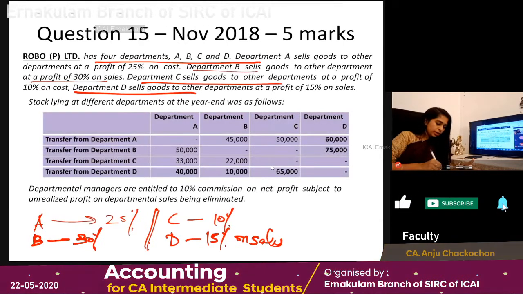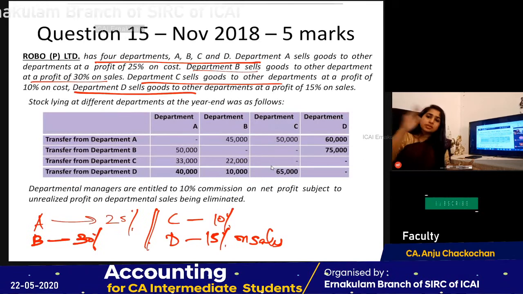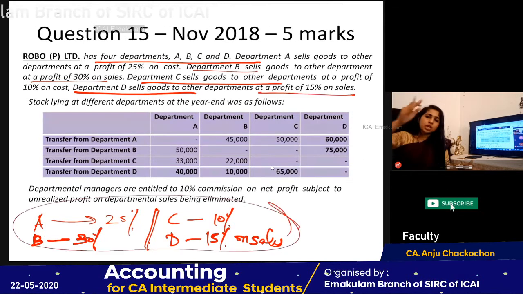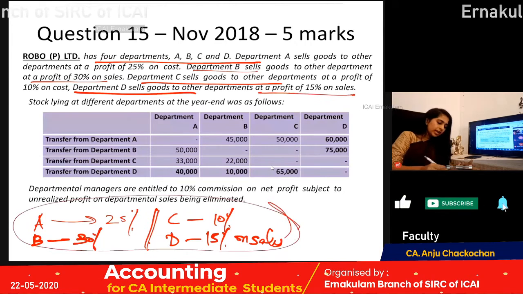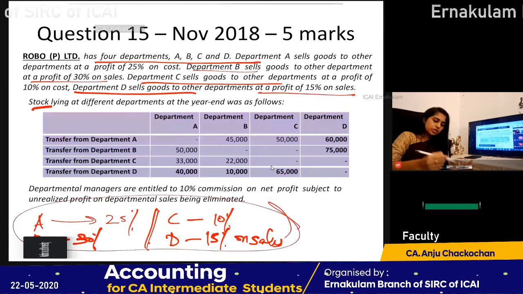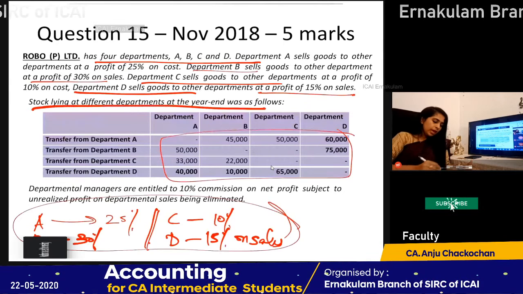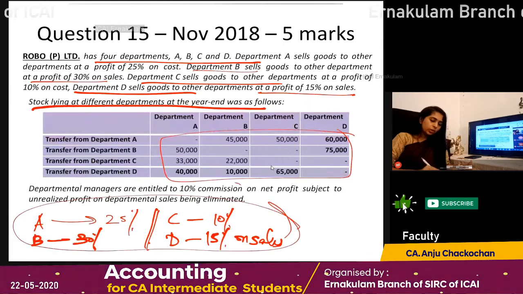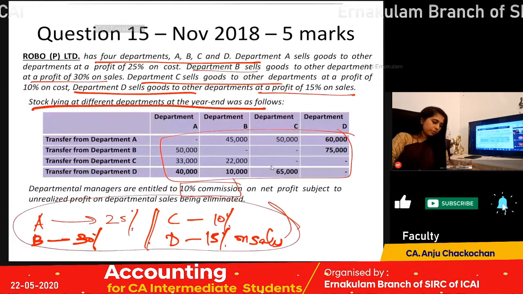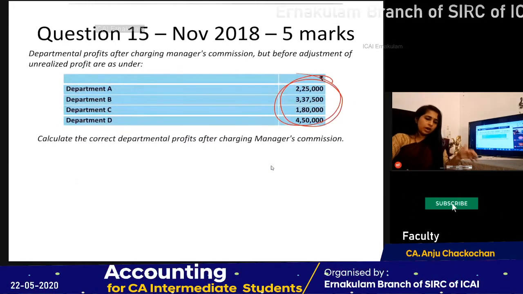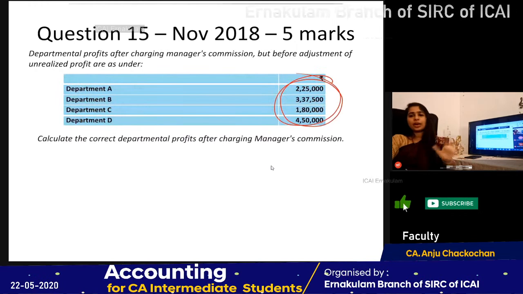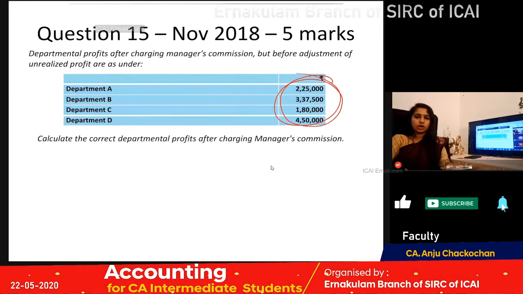So the profit percentages at which the departments transfer goods to other departments are given to us. Now, stock lying at different departments. We also have the stock at different departments. The managers are entitled to a 10% commission on net profit. We also have the profit given for each department also in the picture.